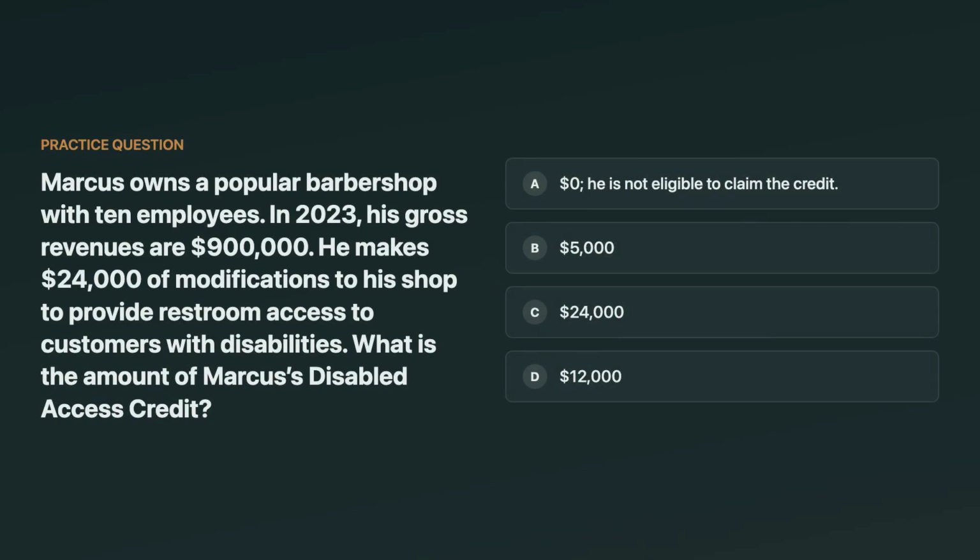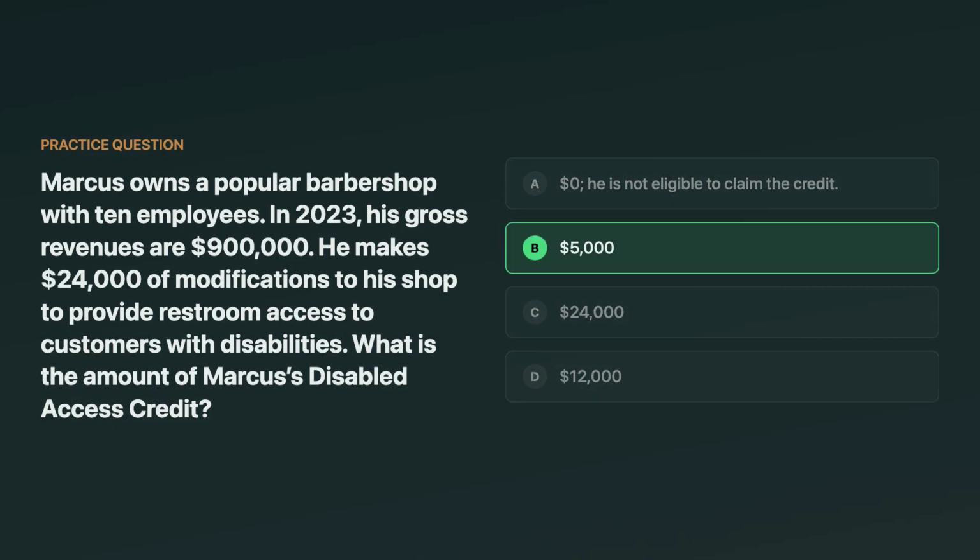Marcus owns a barbershop with 10 employees. In 2023, his gross revenues are $900,000. He spends $24,000 on modifications to provide restroom access to customers with disabilities. What is Marcus's disabled access credit? The choices include no credit, $5,000, $24,000, or $12,000. Think about the credit's cap and how it's calculated.